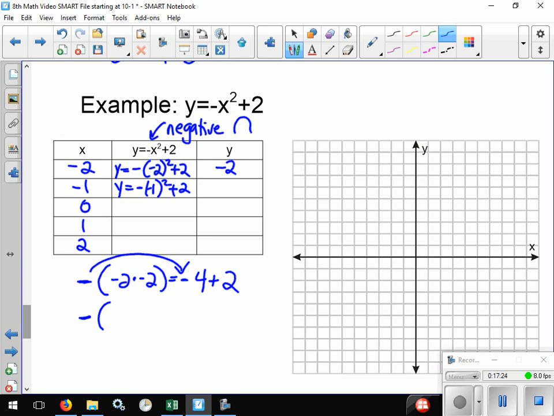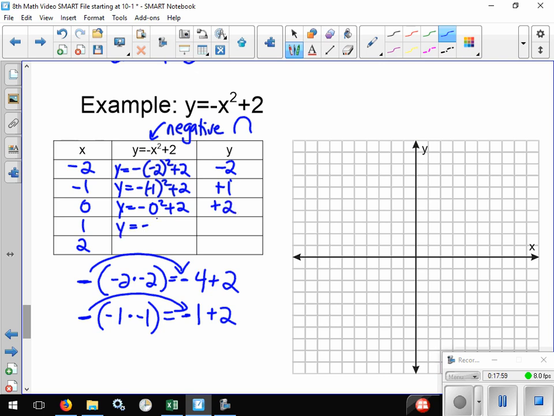So that negative is on the outside because it's a negative quadratic function. It's negative 1 times negative 1 equals, what's negative 1 times negative 1? Positive 1. And then bring the negative over. And you add 2, so negative 1 plus 2 is positive 1. There we go. And then y equals negative 0 squared plus 2. Well, 0 squared is 0, and you can't have a negative 0, so it's just plus 2.